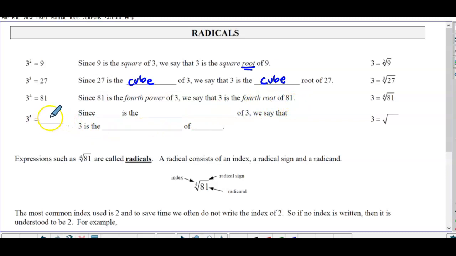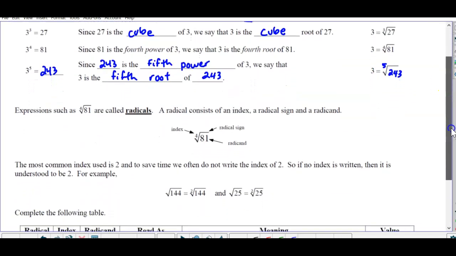Here, 3 to the 5th. So what's that? 243. And since 243 is the 5th power of 3, we say 3 is the 5th root of 243. So here, 3 is the answer when you take the 5th root of 243. Okay, so just some terminology.